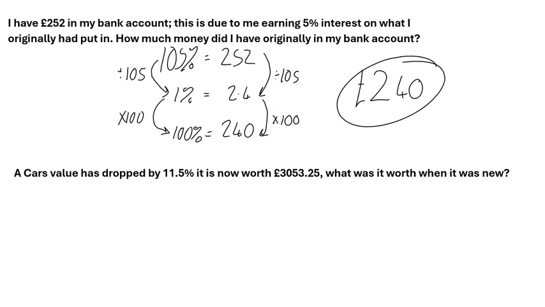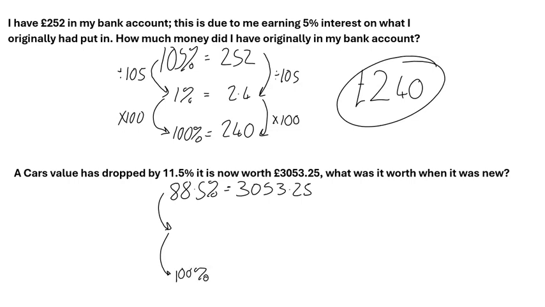Second one, a car's value has dropped by 11.5% and is now worth £3,053.25. What was it worth when it was new? Now again, similar scenario. The only difference is I've got to figure out the percentage I've now got, and in this case it's a drop, so it's going to be less than 100%. It's gone down by 11.5%, so I now know that I've got 88.5% left, and that is going to be equal to this £3,053.25.